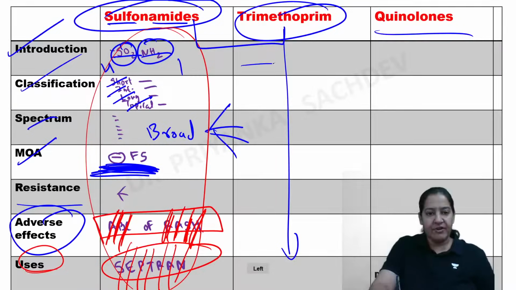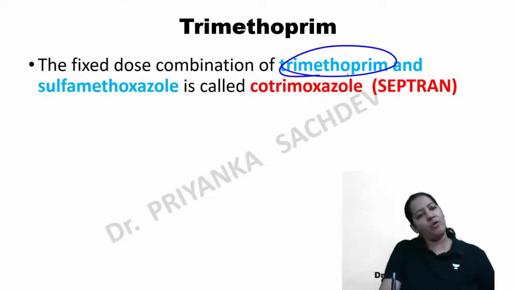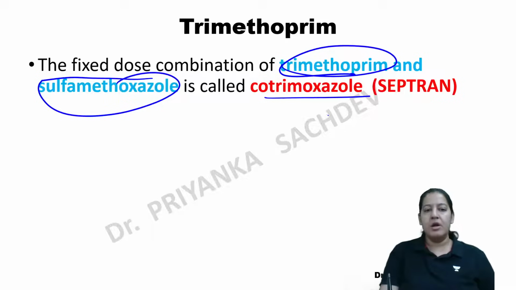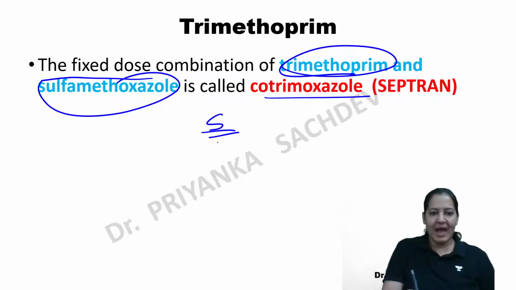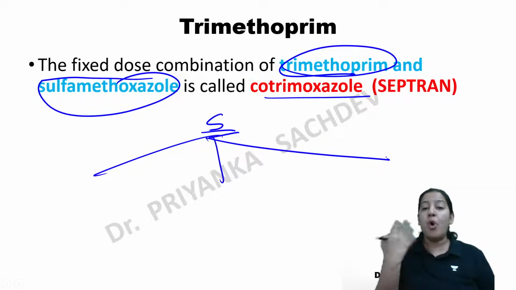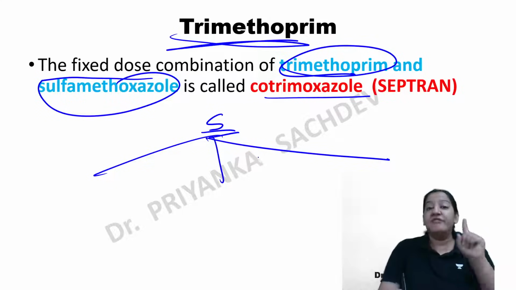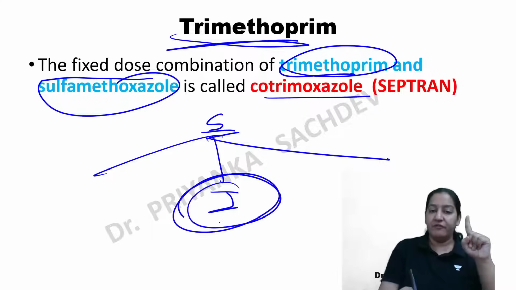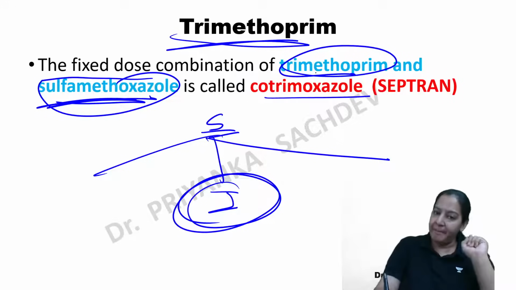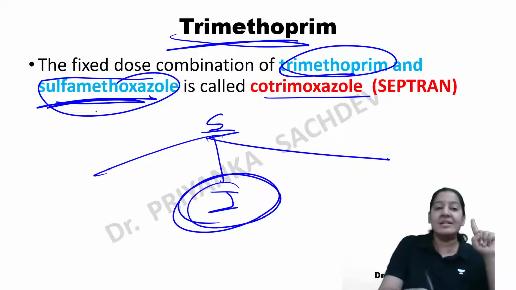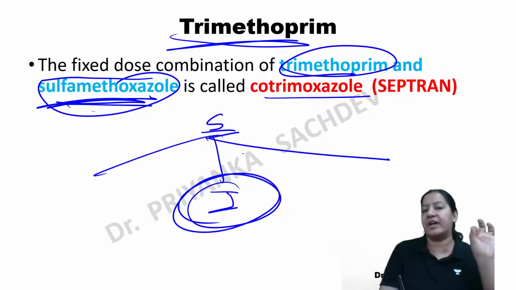The first line in the introduction I have written: it is never used alone. So trimethoprim is always used with sulfonamide, and the combination is known as cotrimoxazole. Now I have told you the classification of sulfonamide: short acting, intermediate acting, long acting. With which sulfonamide would you like to mix the trimethoprim? We mix the trimethoprim with the intermediate one. If you know the classification, there was only one in intermediate. It is sulfamethoxazole. So we mix the trimethoprim with the sulfonamide which is intermediate acting, and to be very specific, it is sulfamethoxazole.